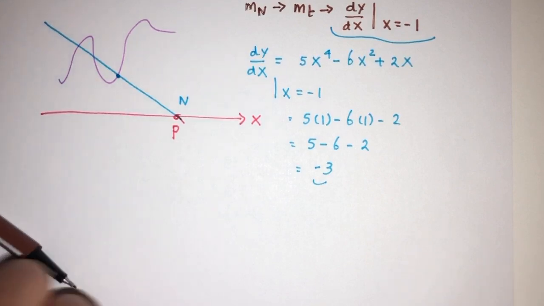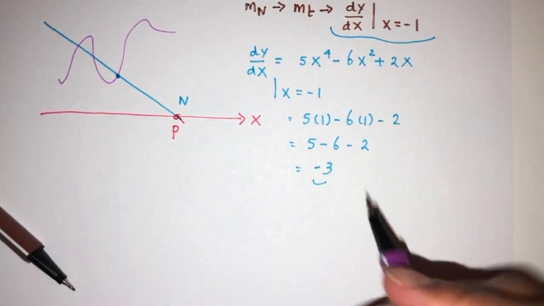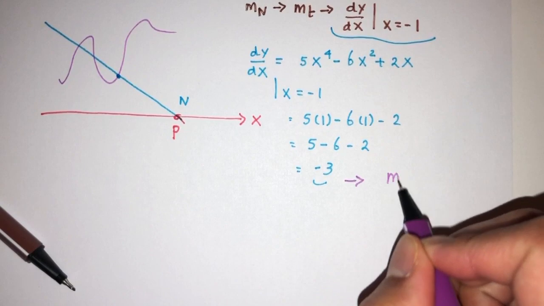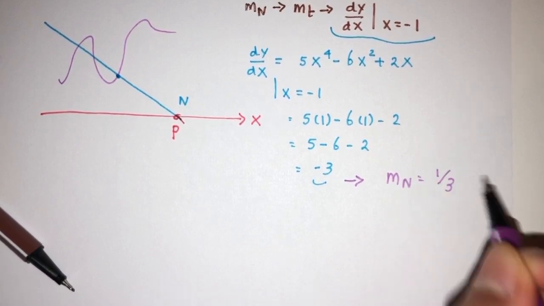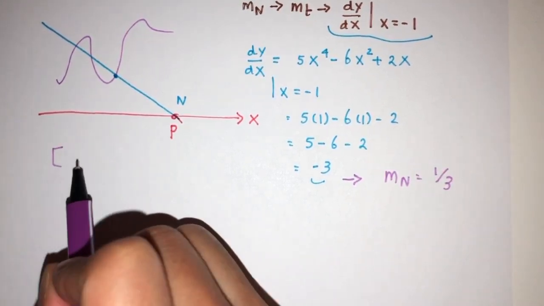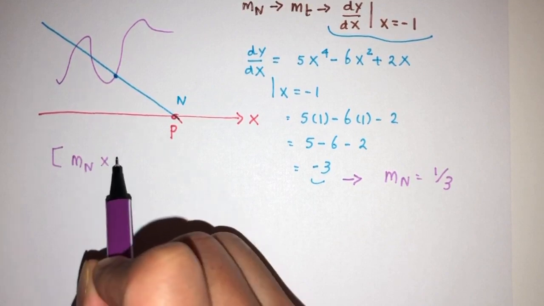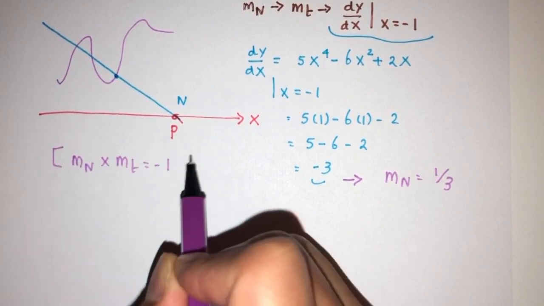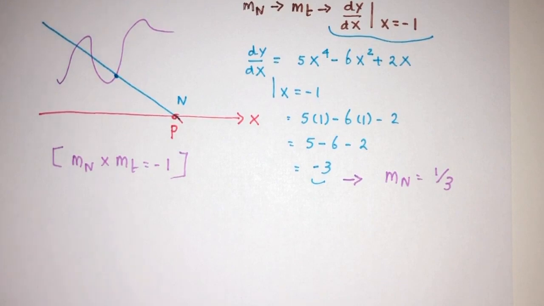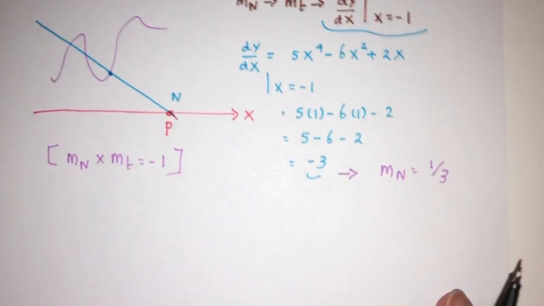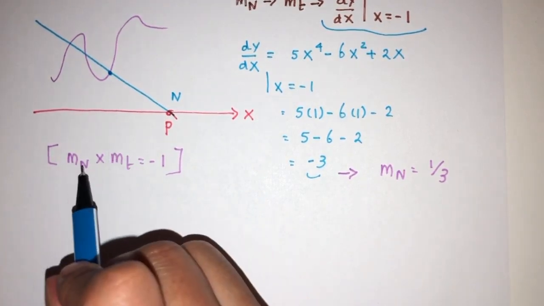Obviously, we don't need that. We need the gradient of the normal. So from this, I realized that gradient of normal has to be 1 over 3. Because we understand something, we understand that gradient of normal multiplied by gradient of tangent have to give you minus 1. That is what happens when you have two perpendicular lines. Now, by replacing the value here, you will solve for this one.